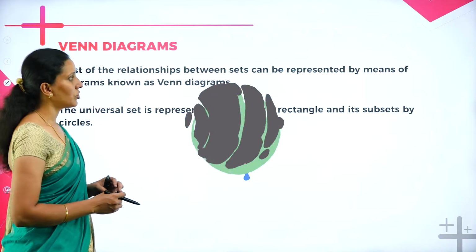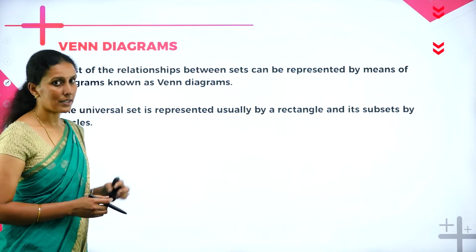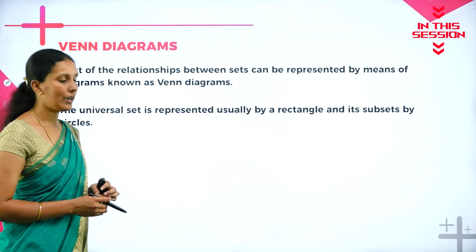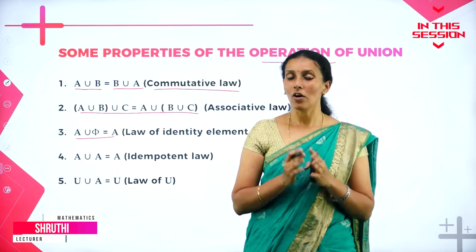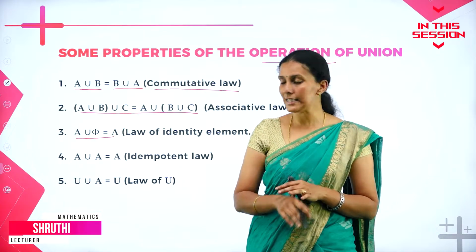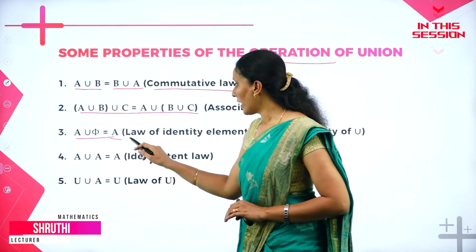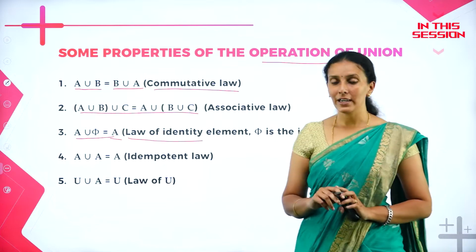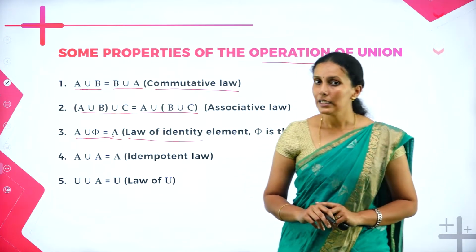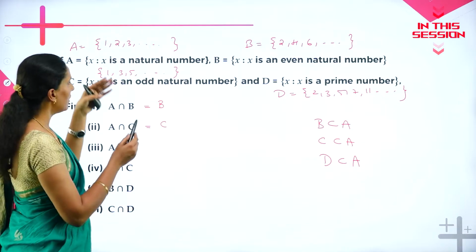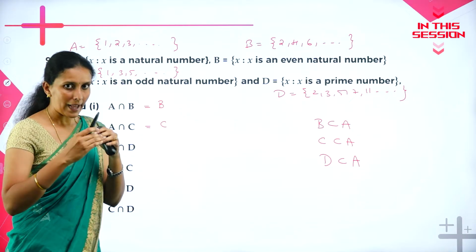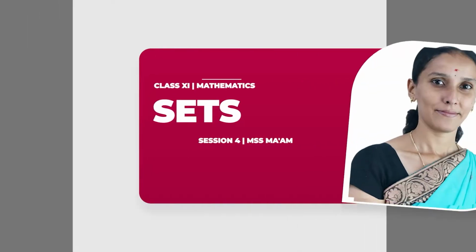Most of the relationship between the sets can be represented by means of Venn diagrams. Since the empty set does not contain elements, the only elements you will get are those of A only. That is why it is called the law of identity or identity law. When I intersect odd natural numbers with natural numbers, the common elements are odd natural numbers only.